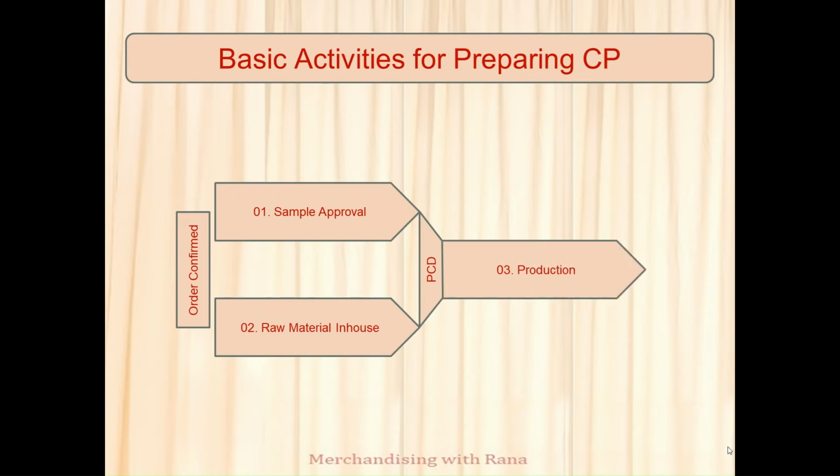So these three are the basic activities to make a shipment. Production process is dependent on sample approval and raw material in-house. If by any chance your raw material is in-house but sample not approved, your production cannot start. Or sample approved but any material yet not in-house, your production cannot start.